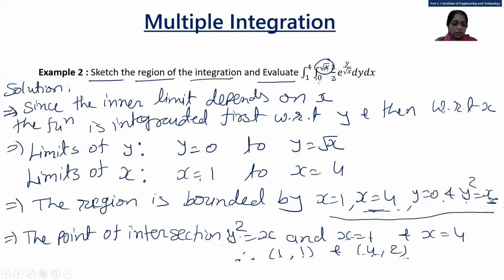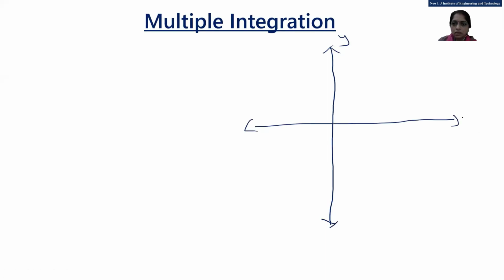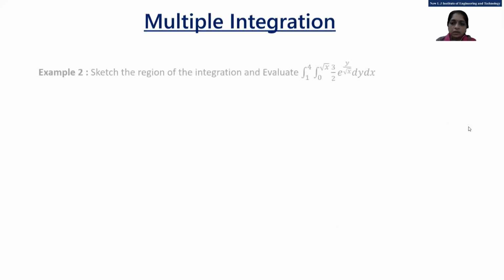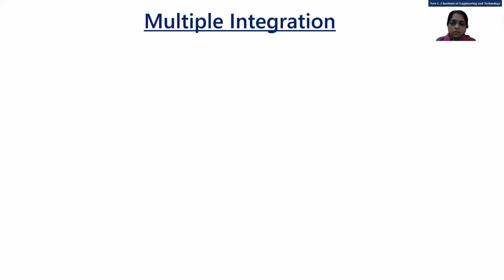So we'll sketch the graph first, then we'll do the example, right? Here, this is my y-axis. This one is the x-axis, right? Now, what is given here?